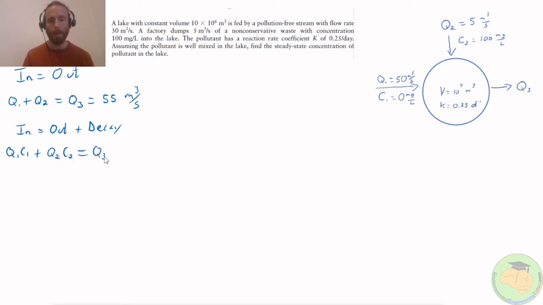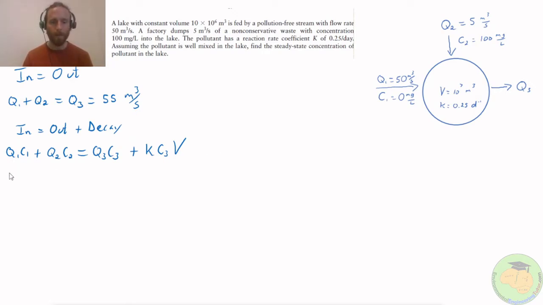Equals Q3 C3 plus the decay term. So that'll be K C3 V. And we use C3 here because we're assuming that the lake is perfectly mixed. We have the assumption in the problem that says well mixed. And what that means is that the moment that a pollutant enters, it is perfectly mixed throughout the lake, so it will have the same concentration in the lake and in the outfall. Now this assumption isn't perfect, but it's a good assumption, and later on we'll learn how to finesse this if it's not perfectly mixed.